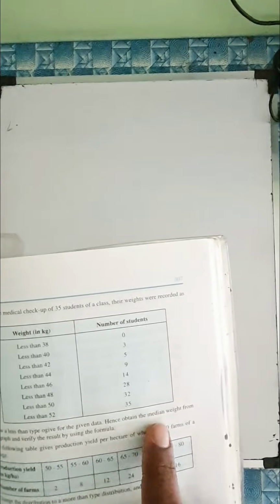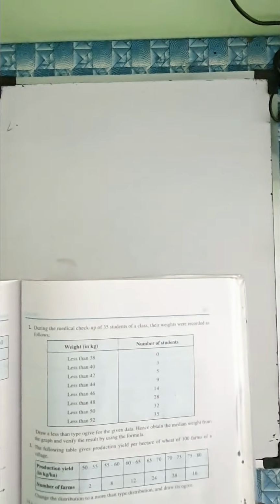So just draw the graph straightaway, and also obtain the median weight from the graph and verify the result by using the formula. After that we have to find the median also. So we'll first draw the graph. Everything is already there, so we just do this straightaway.